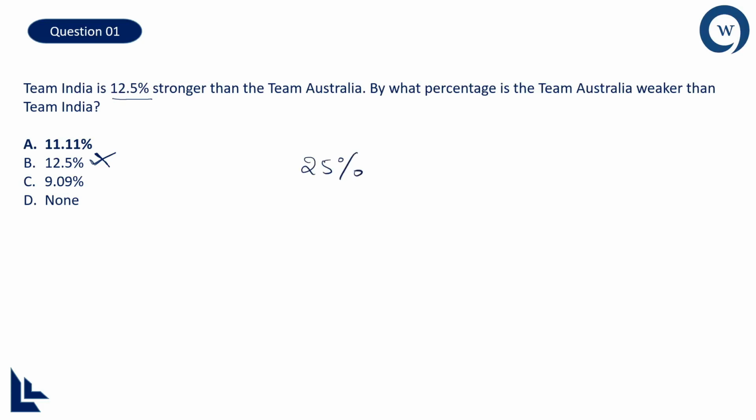That means Team India, this is Team India and this is Australia, is 25% stronger than Australia. So if Australia is 100, some reference value, then how much is Team India? Team India is 125. Now these are the quantities. Team India is 25% stronger than Australia, which means whatever value Australia has, 25% of that value is added, and that is the reason why India becomes 125.